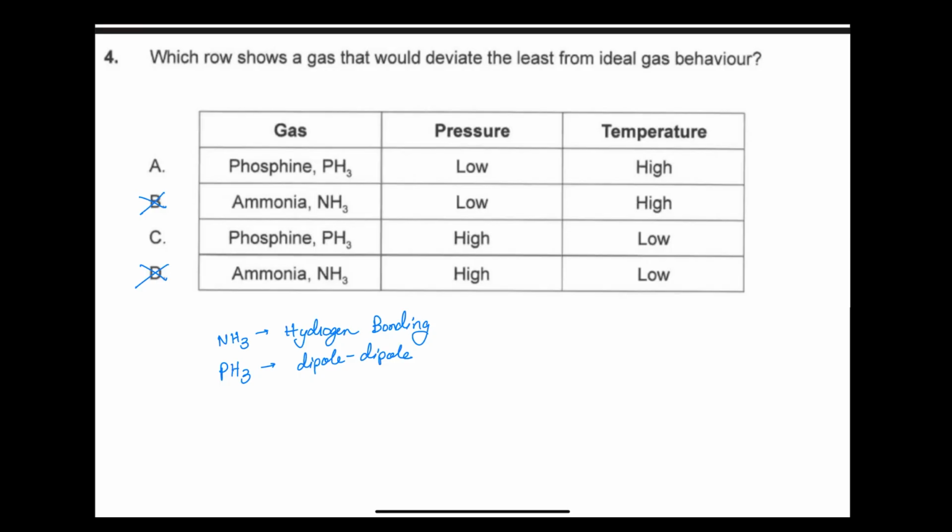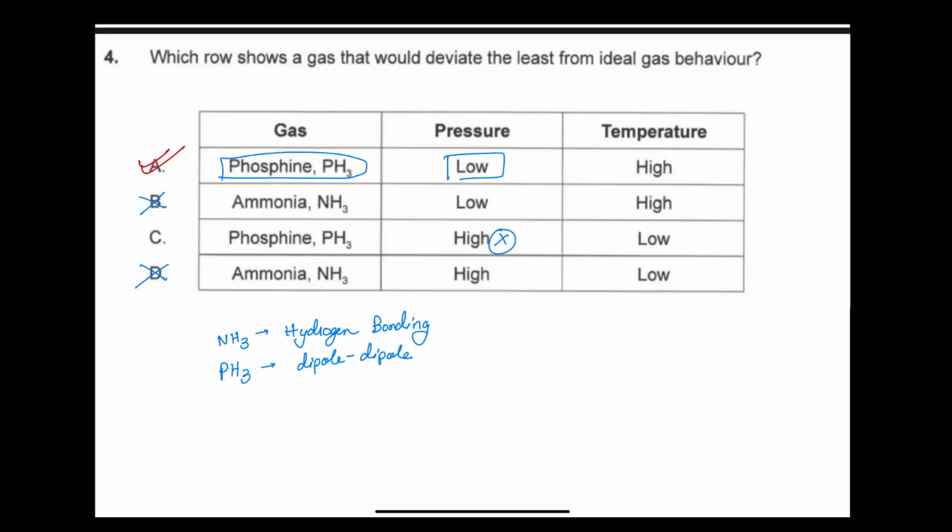Now, at high pressure, the molecules are close to each other, right? And if the molecules are closer to each other, there will be some amount of intermolecular force of attraction. And if there are intermolecular forces of attraction, then the gas will deviate from ideal gas behavior because in ideal gas behavior, we assume that there are no intermolecular forces of attraction. So high pressure cannot be correct. So pressure has to be low and the gas has to be phosphine. Just from this information, we can say option A would be the right answer.